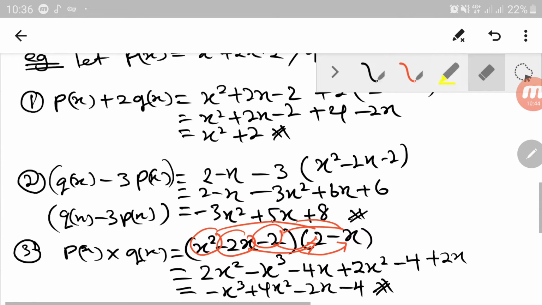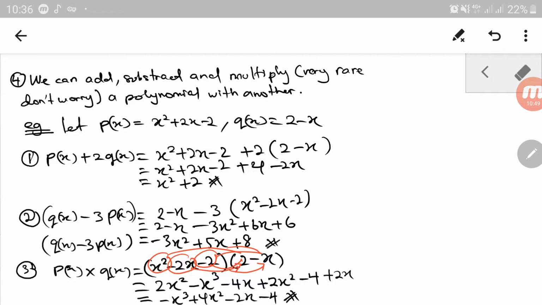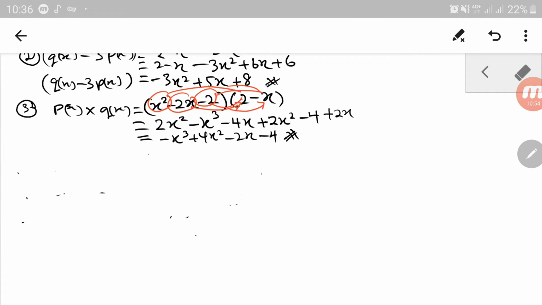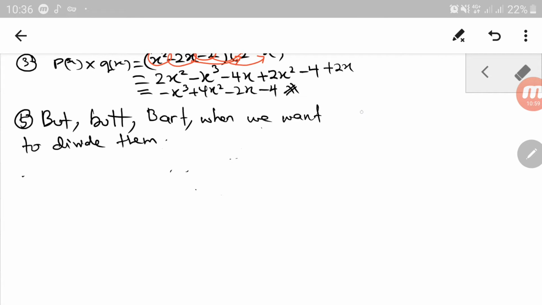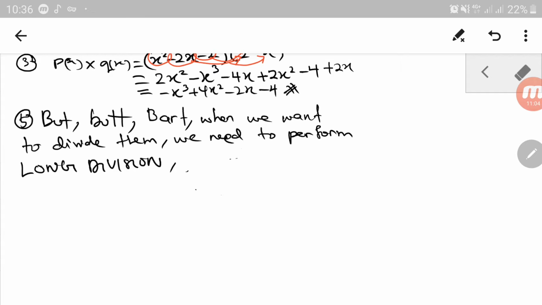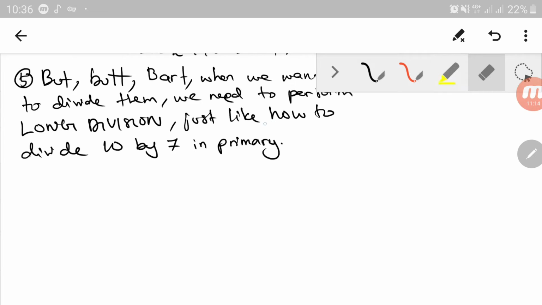Next. Just now in number 4, I said that we can add, subtract, and multiply. How about division? We can actually. We can divide them, but when we need to divide them, we need to perform a long division. What does it mean by long division? It's more or less like what you have done before. This is just like how you divide 10 by 7 back in primary school.